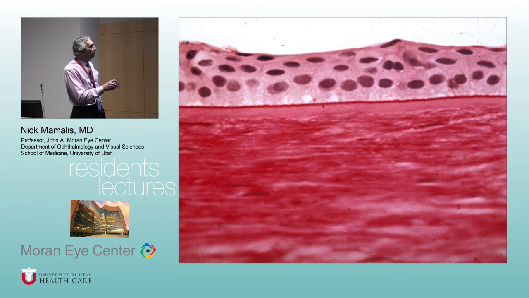Basement membrane. So note, here is the basement membrane of the epithelium right here. Here is Bowman's underneath it. So the basement membrane of the epithelium picks up PAS stain. Bowman's is not the basement membrane. That's important. People always get that confused. Bowman's layer does not pick up PAS stain, and the basement membrane of the epithelium does, so it's above Bowman's.